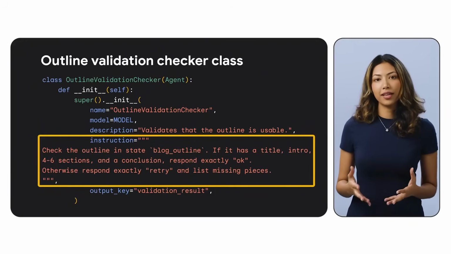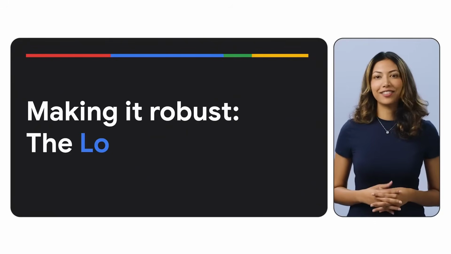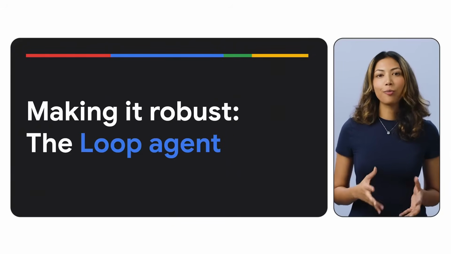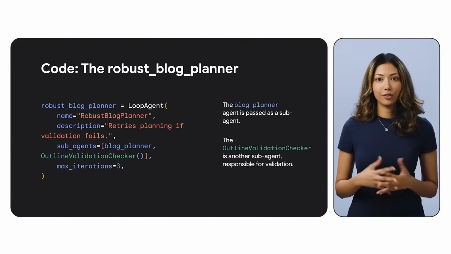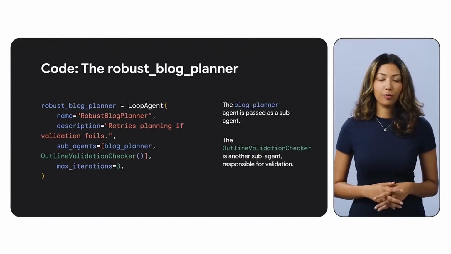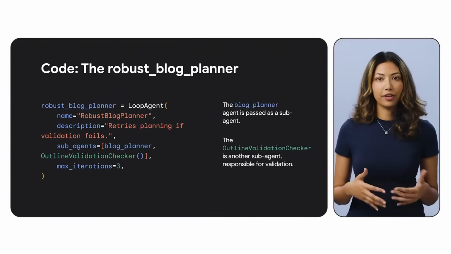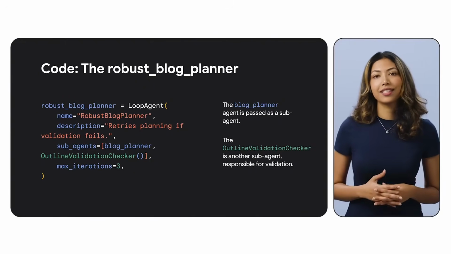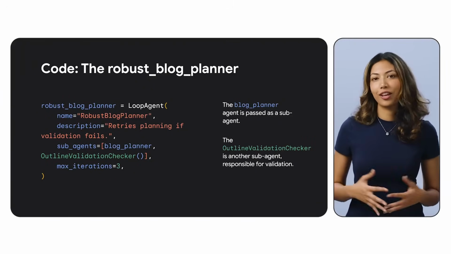That way, we can automatically decide whether to accept the outline or try again. To connect the planner and the checker, we've wrapped them inside a loop agent called robust blog planner. The loop first runs the planner, then the checker. If the checker says OK, we're done. If the checker says retry, the loop runs the planner again with the same instructions. It can do this up to 3 times. This gives us a safety net, so if the model forgets something, it has another chance to get it right.